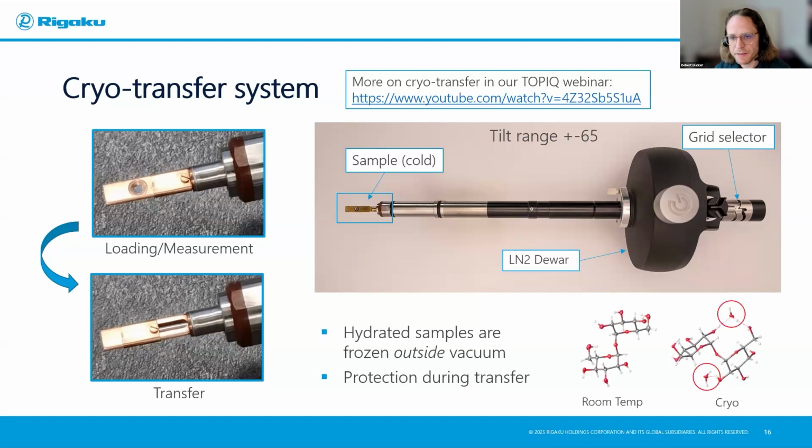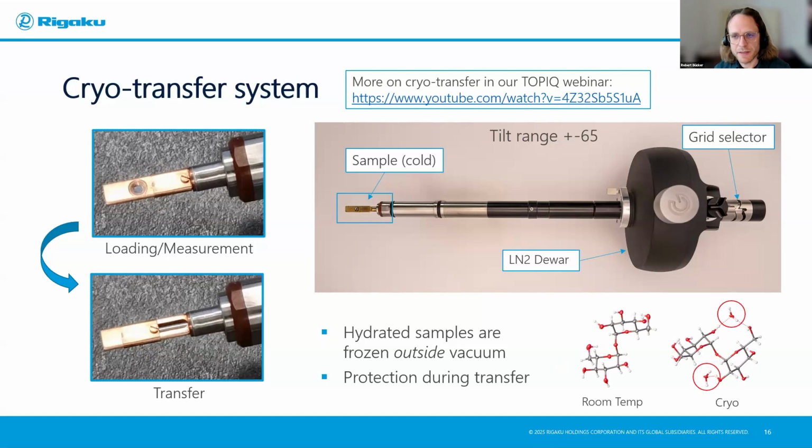And this makes a key difference for your samples. So if you, for example, measure hydrated sugar at room temperature, you'll see it will dehydrate and often the whole crystal lattice will decompose, whereas if you use cryotransfer, it will just totally stay intact. And this is something we do for roughly half of our samples. It's absolutely required.